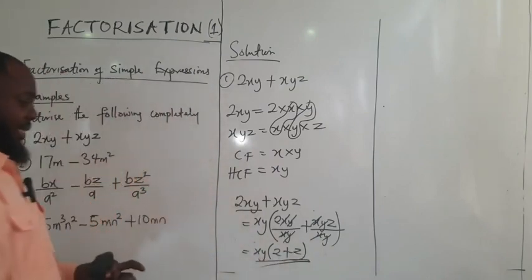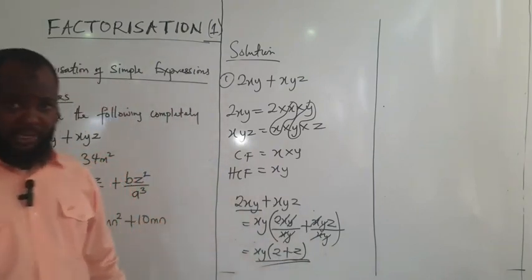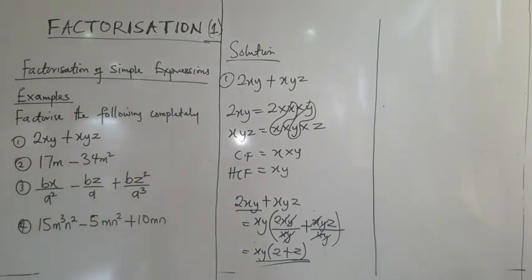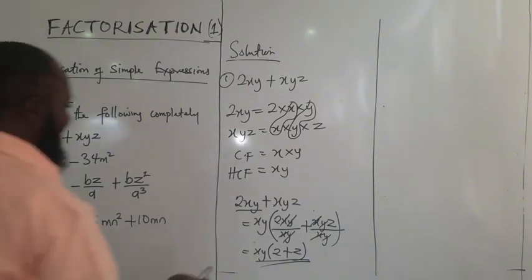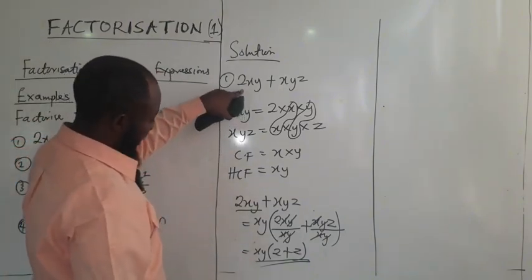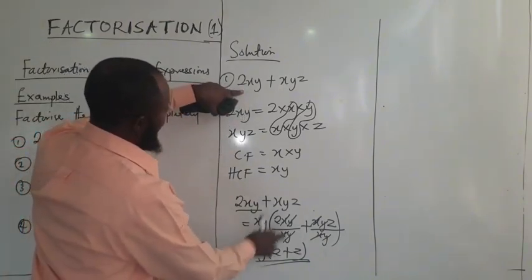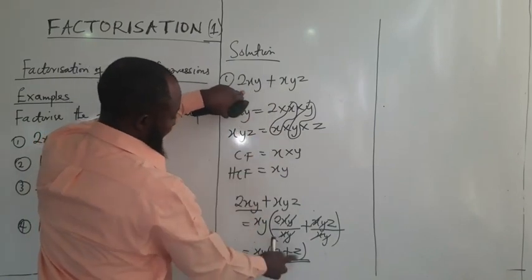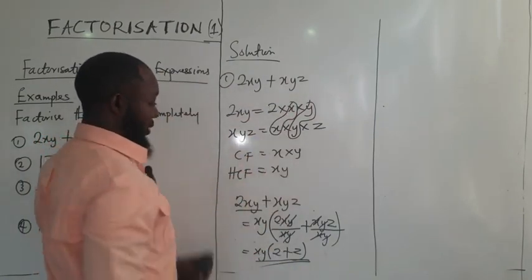So this will become the answer. Can I see that we have bracket in our answer? That means it is the opposite of what? Expansion. If you expand this is what you're going to get. So xy times 2 is 2xy. Xy times z is what? Xyz, as you can see.